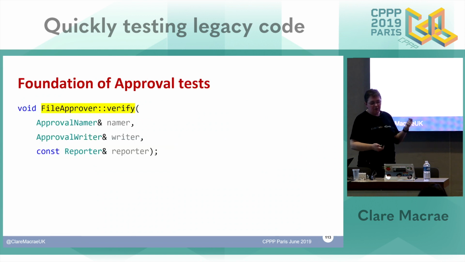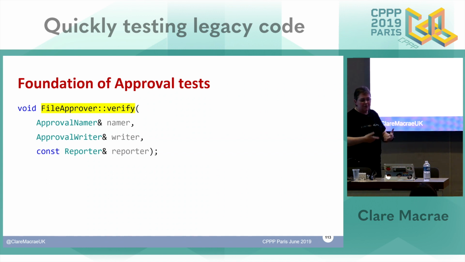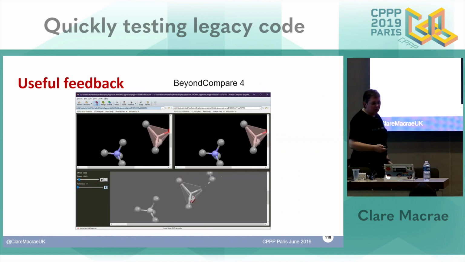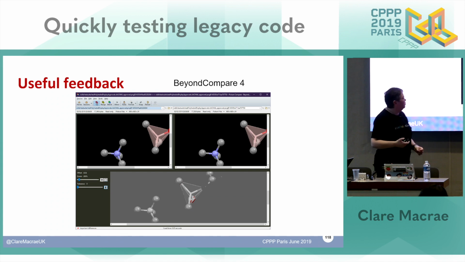The details of this are obviously very specific to that code, so not something useful to share, but I did want to mention that the lowest level of approval tests is this file approver verify. You've got control over how the files are named, how files are written, and I needed to make sure they were written as PNG files for easy visualization, and you've got control over how differences are reported. So here's an example.